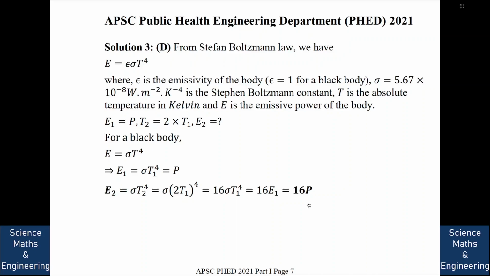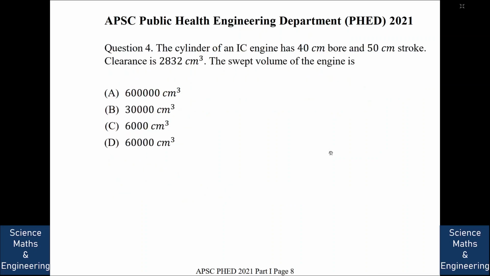Now, the emissive power E1, initially, was P. Now as T2 becomes twice of T1, for the black body E would become sigma into T2 to the power 4. T2 is twice of T1, so our answer becomes 16 P. So as the temperature is doubled, the emissive power becomes 16 times. So we'll go to the next question.